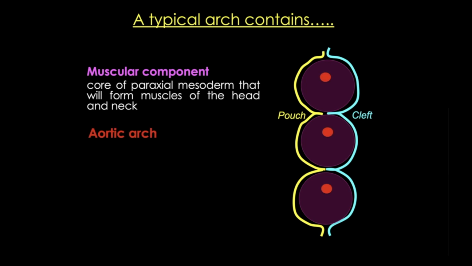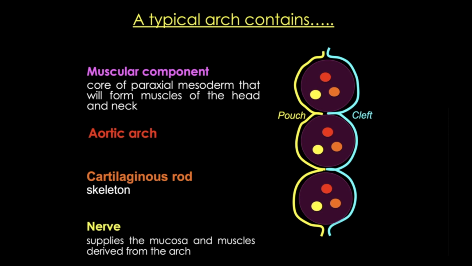A cartilaginous rod will form the skeleton of the arch, and finally, sensory and motor nerves will supply the mucosa and muscles from each arch, and these are derived from neuroectoderm of the primordial brain. All of these tissues together contribute extensively to the formation of the face, the nasal cavities, the mouth, the larynx, the pharynx, and the neck. Each arch will contribute different components. So now let's talk about the derivatives for each arch individually.